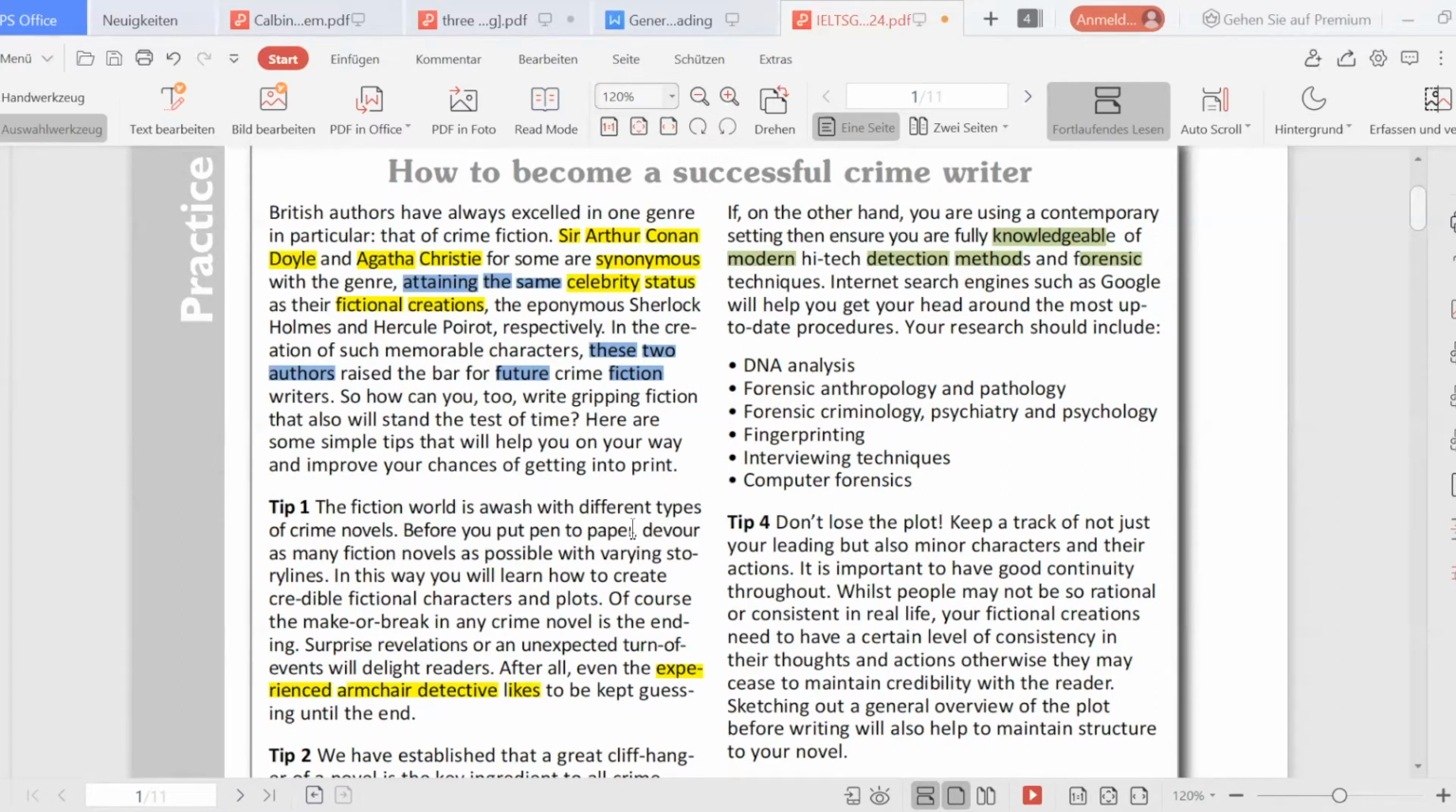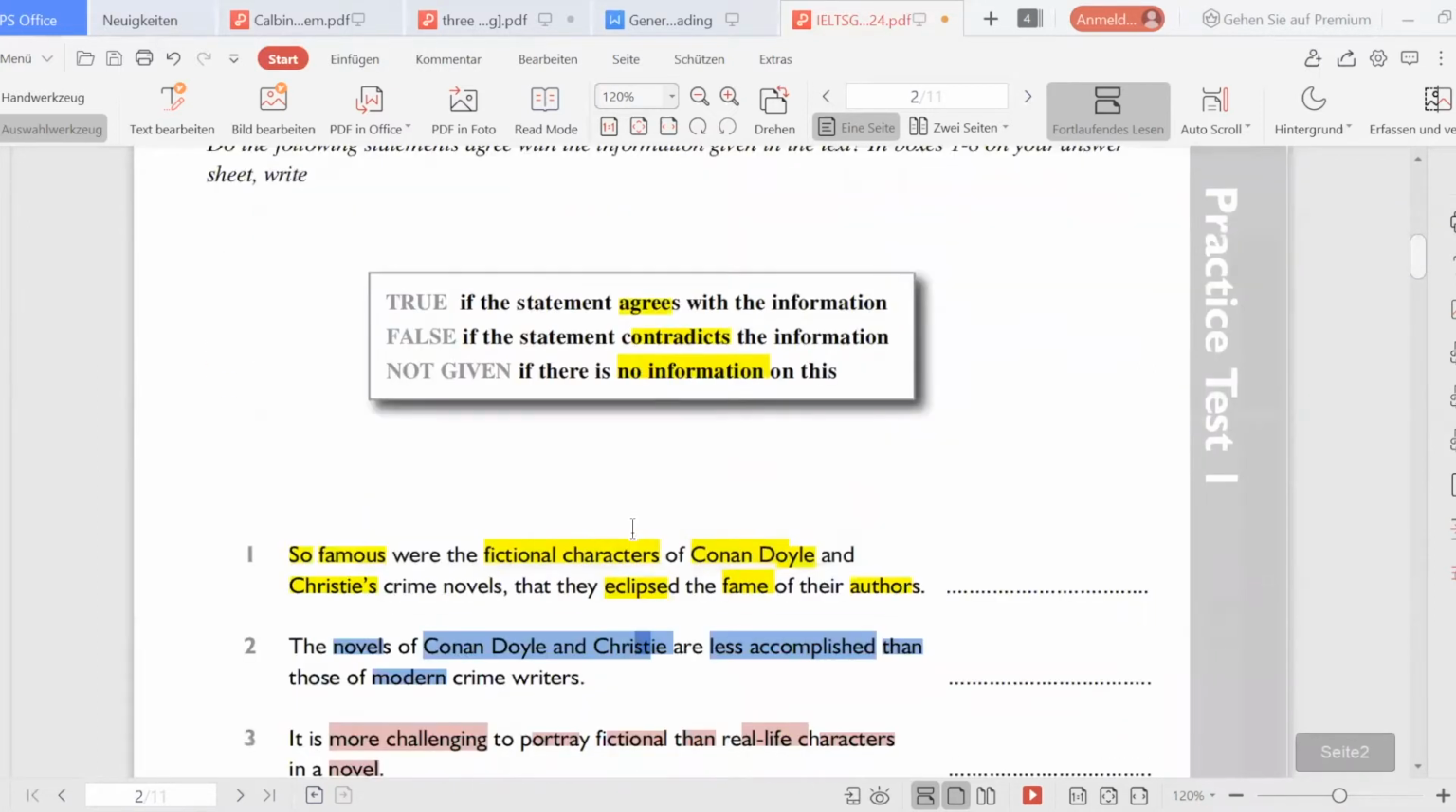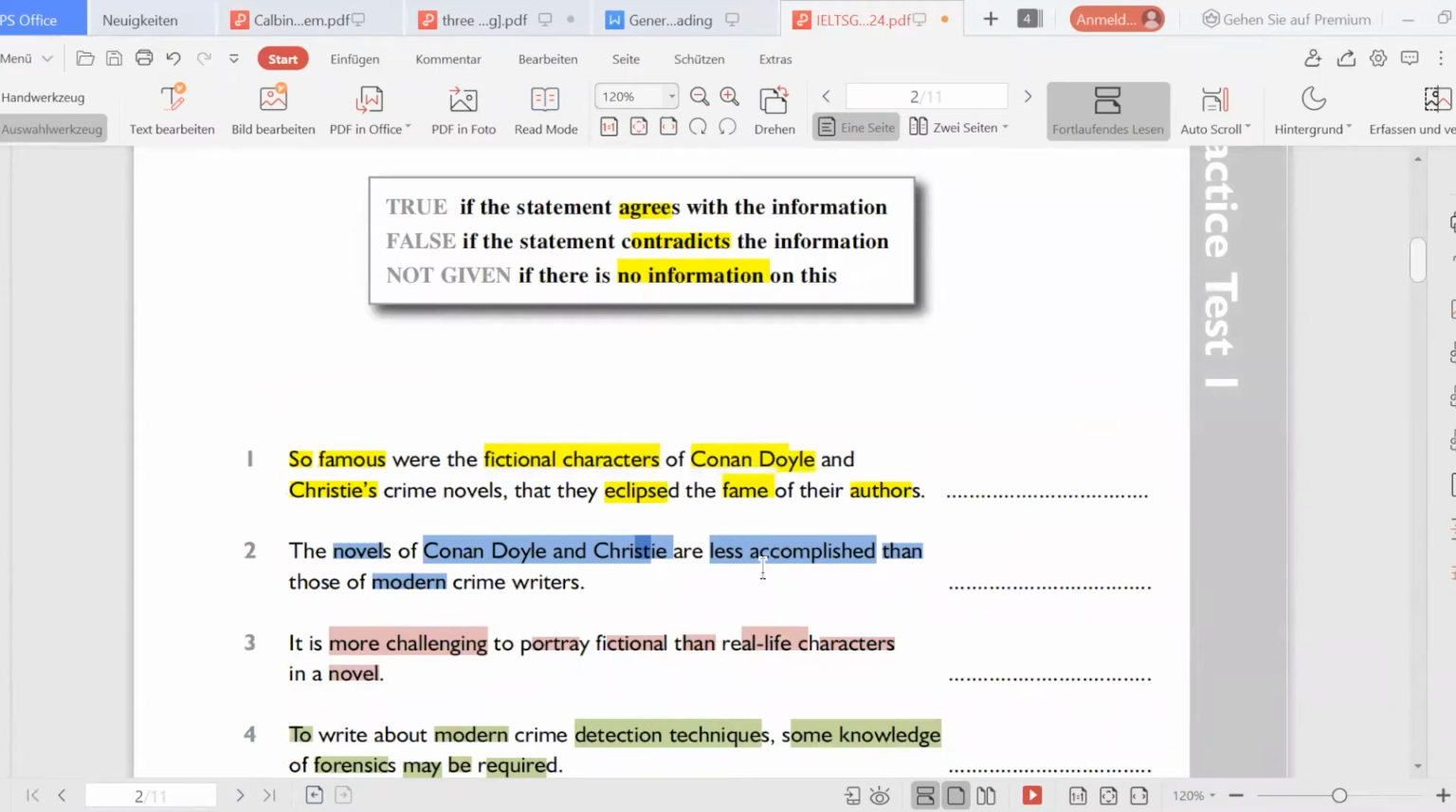Okay, so I believe I found my keywords here, because these two authors refer to Conan Doyle and then Christie, all right? And then future fiction writers. So when we go to the question again, we see future, which is kind of modern, all right? So in their time, for them, it was future, but now it's modern. So this is related to the word future. So now what's the key idea here? The key idea is that these two authors are less accomplished, okay? So less accomplished.